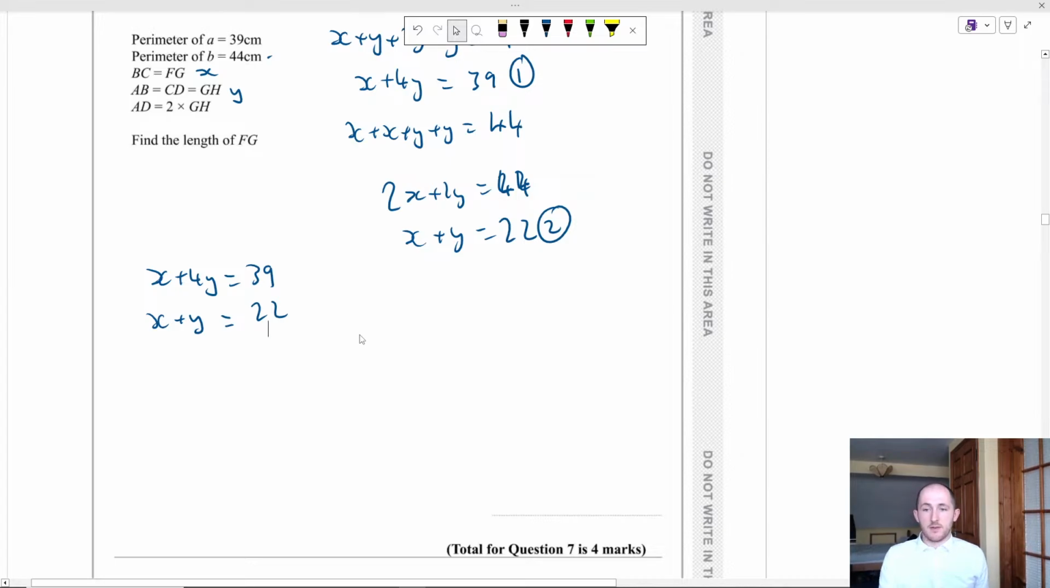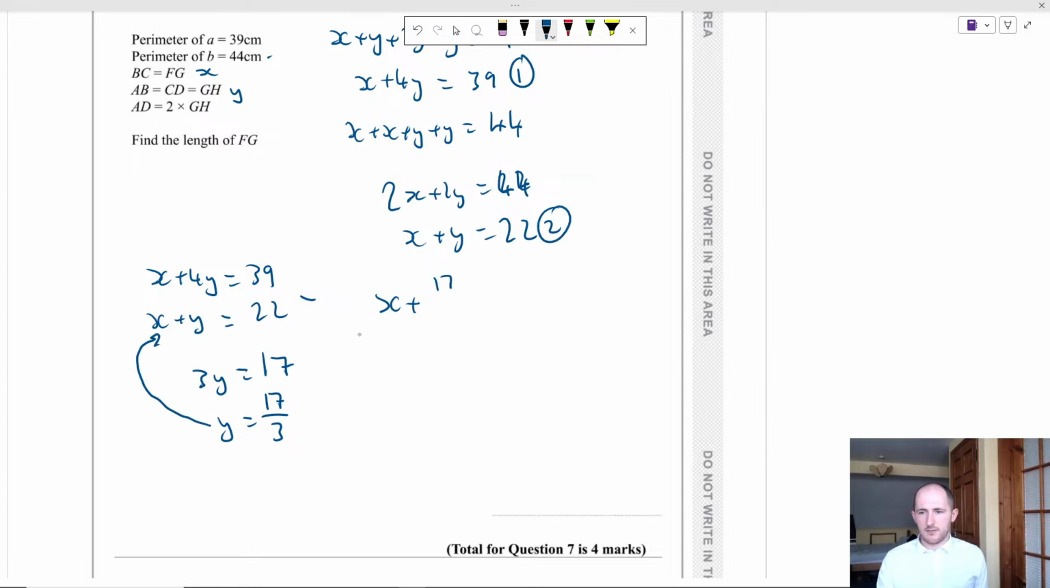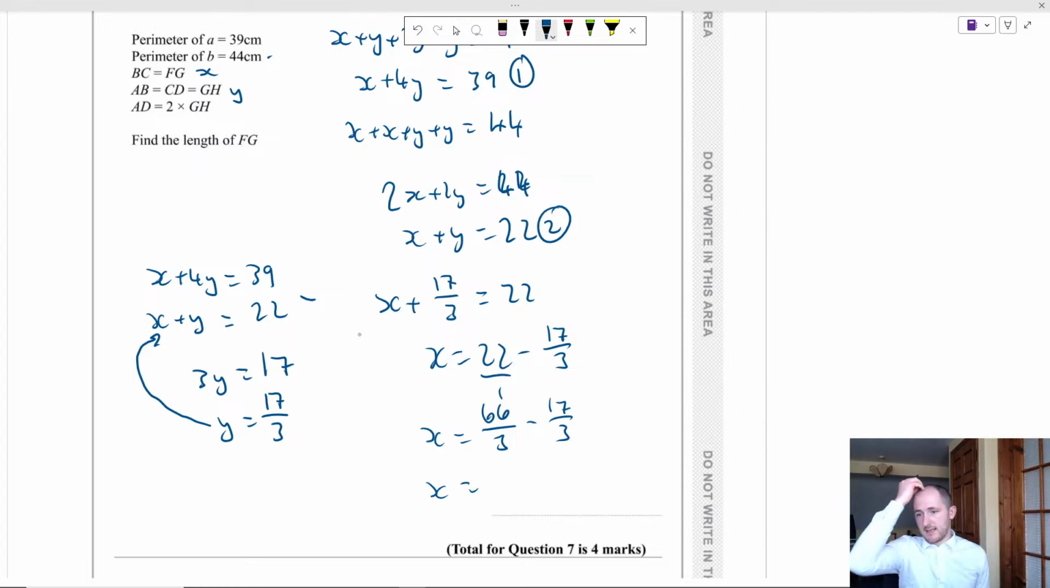GCSE is a bit more difficult because they have more topics. So subtract those, you get 3y equals 17. So y is equal to 17 over 3. Now all we need to do is substitute to find x. So you have x plus 17 over 3 equals 22. X equals 22 minus 17 over 3. So turn that into over 3, we get x equal to 66 over 3. So minus 10 would be 66, minus that would be 59 over 3. That's our final answer.